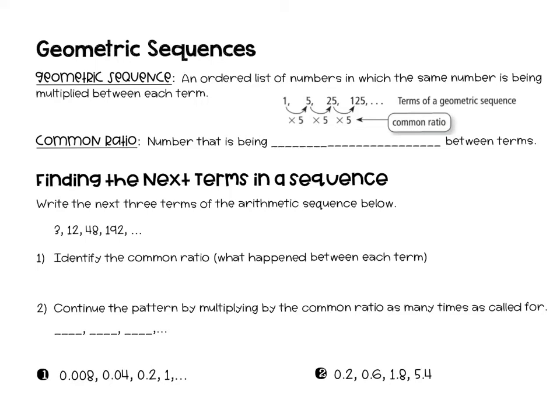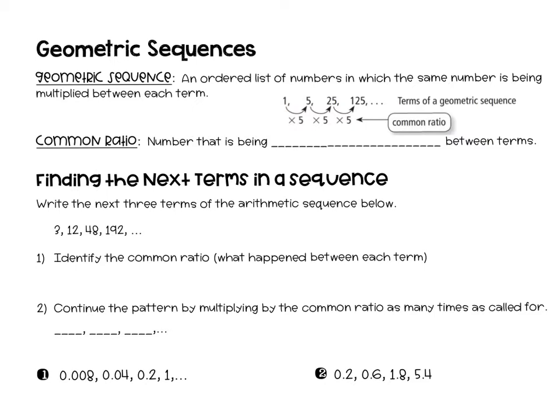Okay, so this is the second lesson in our sequences mini unit that we're doing. Just a reminder, we will not have a final, we will just have the quiz at the end of this unit. So that will be on the day that your final would have been.